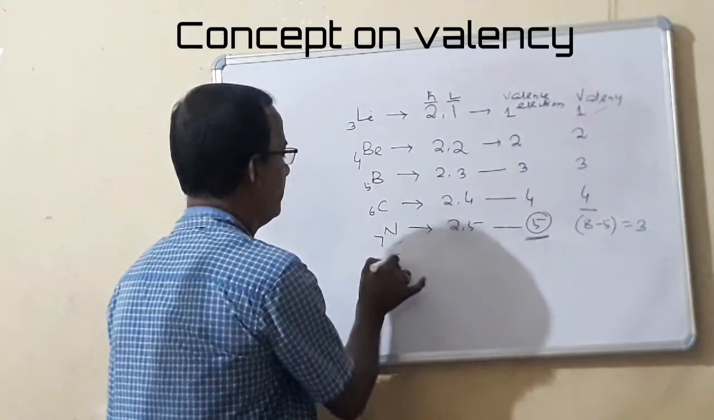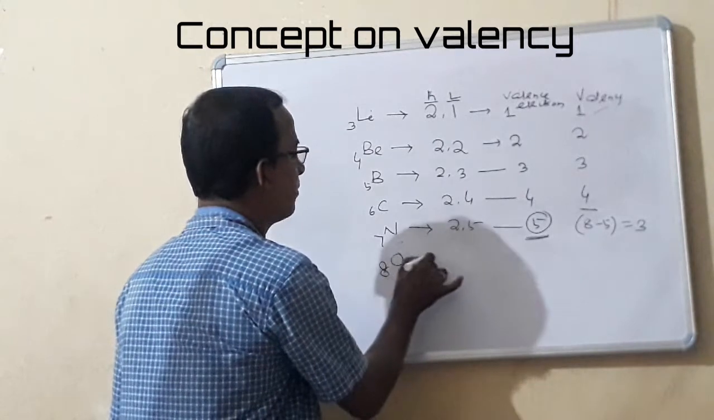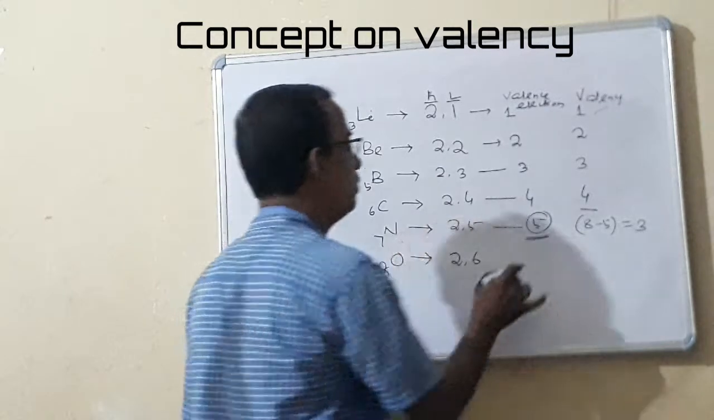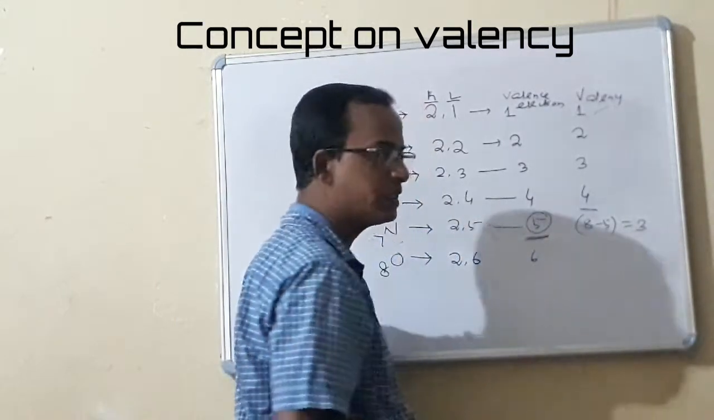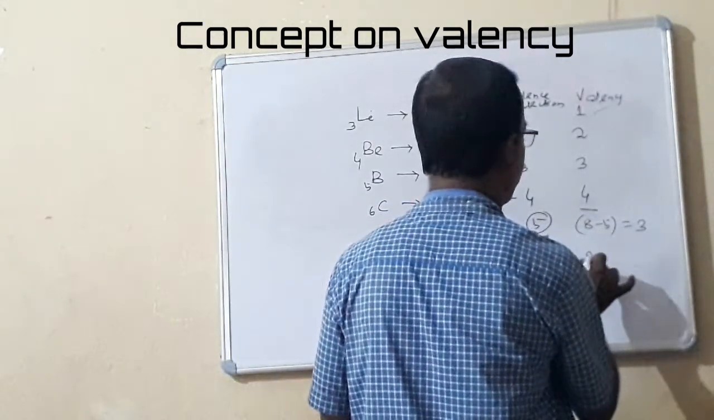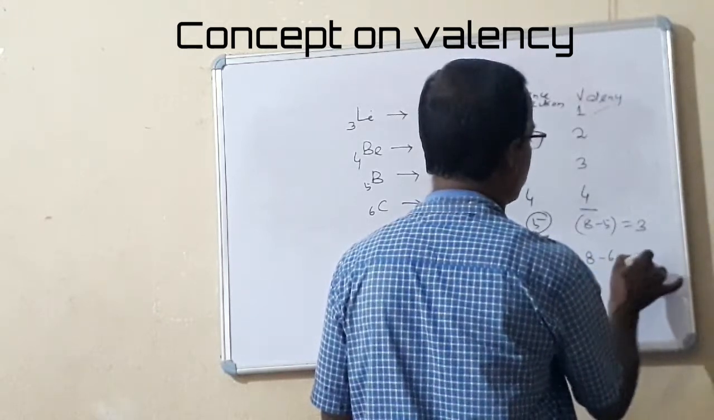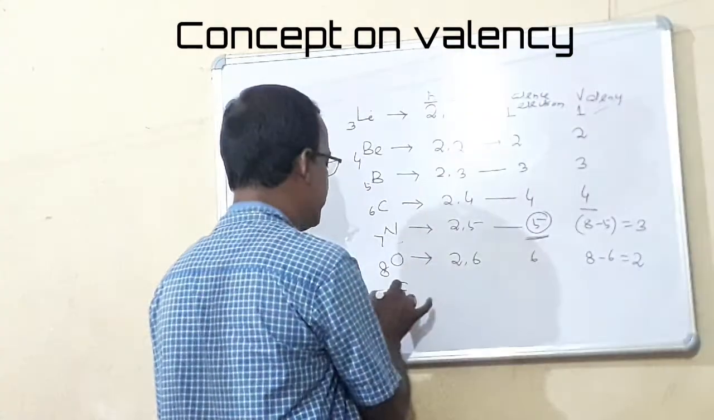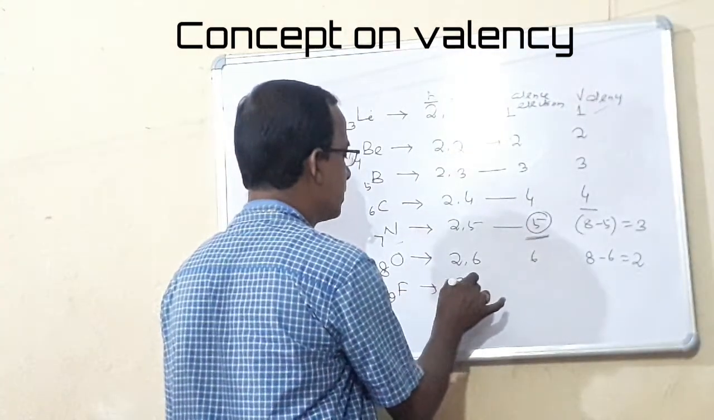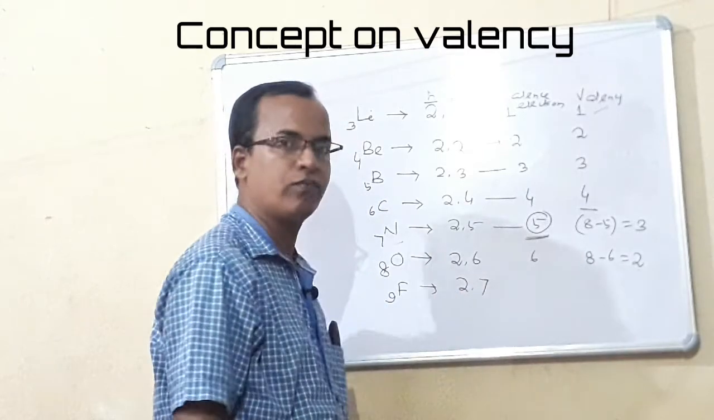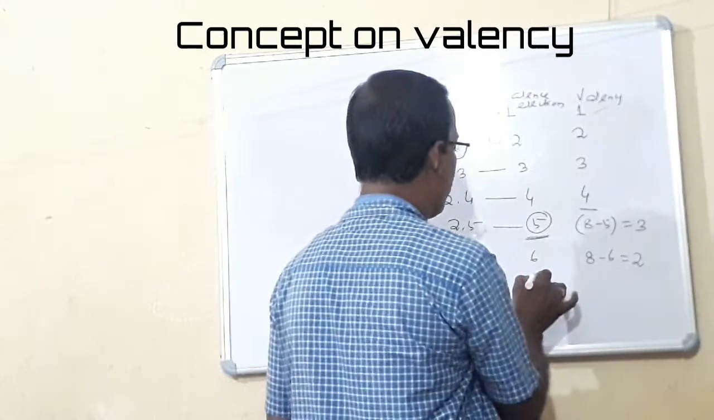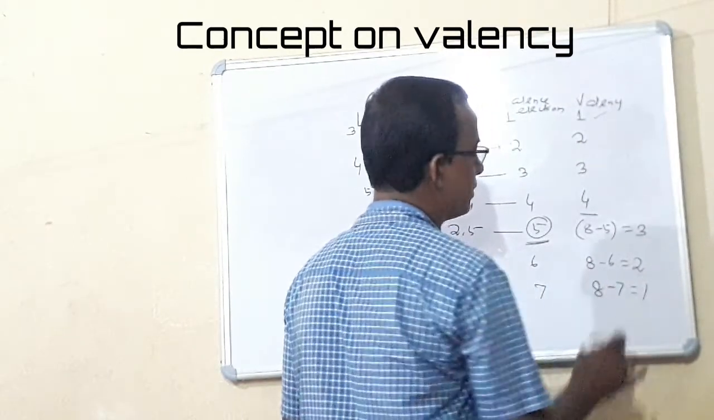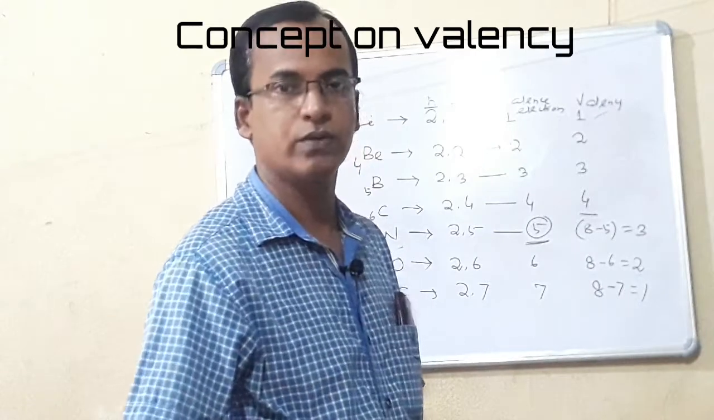Similarly, in the case of oxygen, atomic number 8, its electronic configuration is 2, 6. The number of valence electrons is 6, so its valency will be 8 minus 6 equal to 2. And fluorine, atomic number 9, its electronic configuration is 2, 7. Number of valence electrons is 7, so its valency will be 8 minus 7 equal to 1.